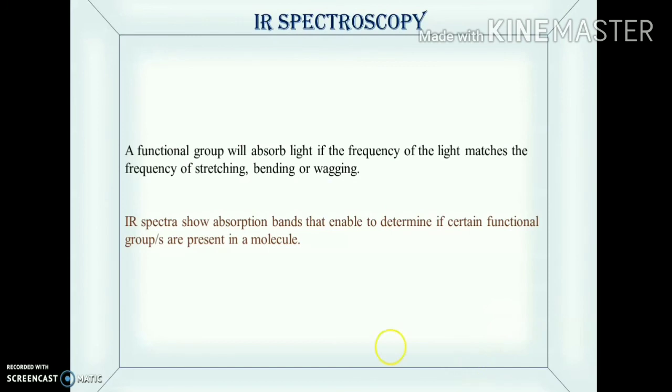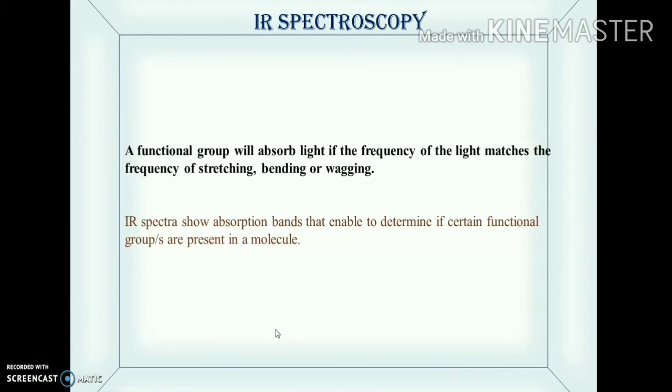Okay, so up till now, what have we gained? Firstly, the functional group will absorb the light if and only if the frequency of the light matches the frequency of its vibrations, which is actually the stretching, bending or wagging modes of vibration. And the second achievement is that the IR spectra show absorption bands that enable us to determine if a certain functional group is present in a molecule or not, or rather to investigate what functional group is present in my unknown substance.